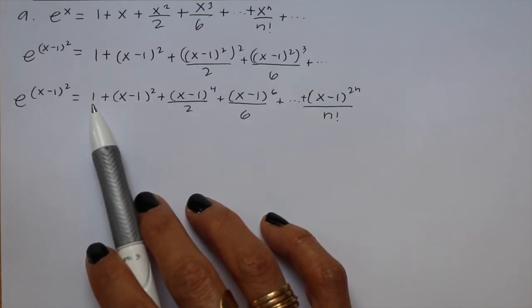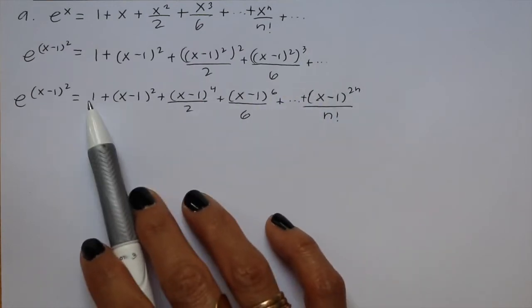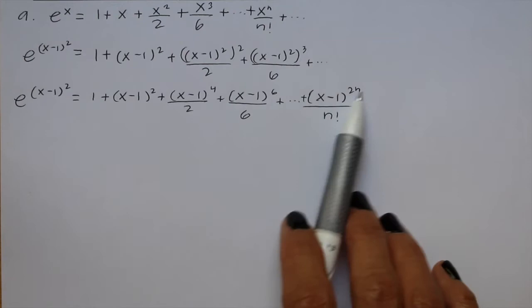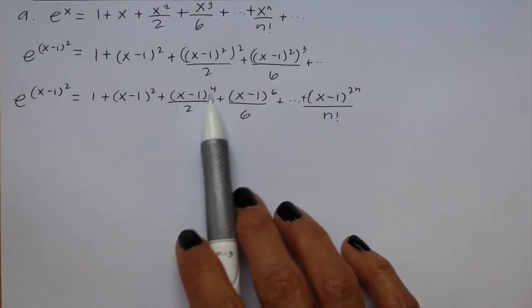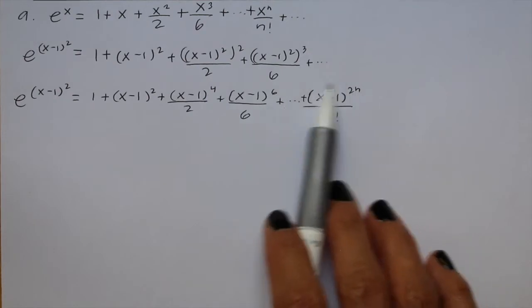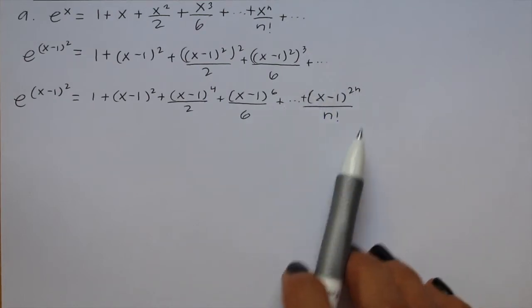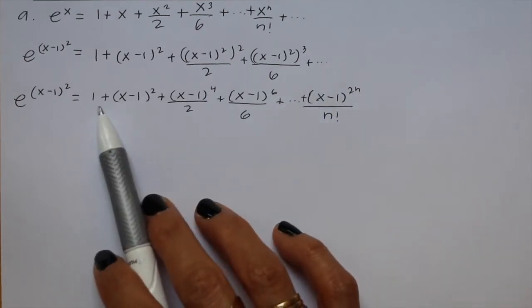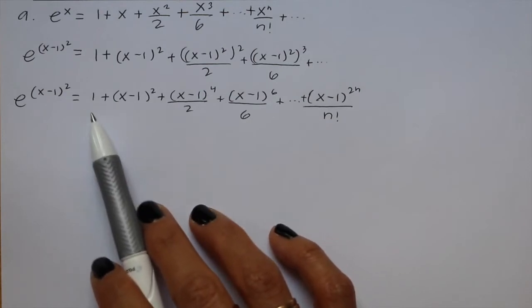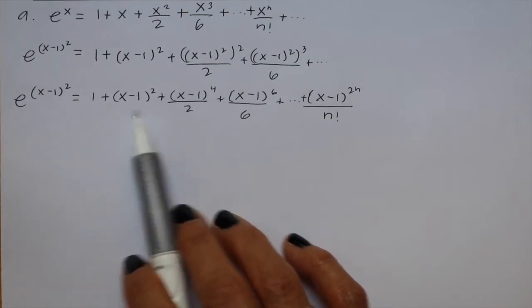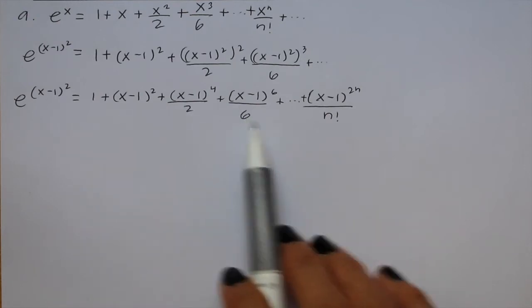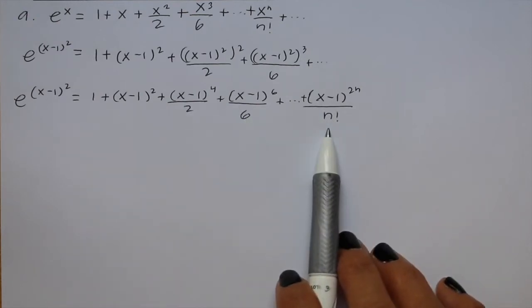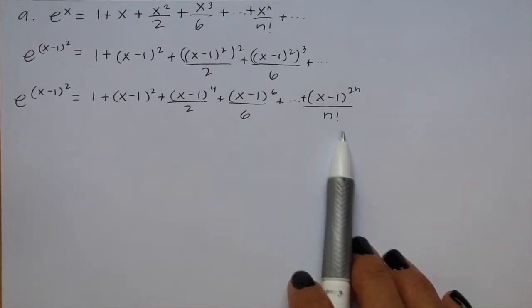Remember, if you plug in 0 to this, you will get an initial term of 1. When you plug in 1, you get x minus 1 squared. When you plug in 2, you get x minus 1 to the 4th, and so on. So that gives you your numerator of your general term. In the denominator, technically right here would be 0 factorial, this is 1 factorial, this is 2 factorial, this is 3 factorial. So it ends up that your denominator is going to be n factorial for that general term. So here's your whole expression for e to the x minus 1 squared.